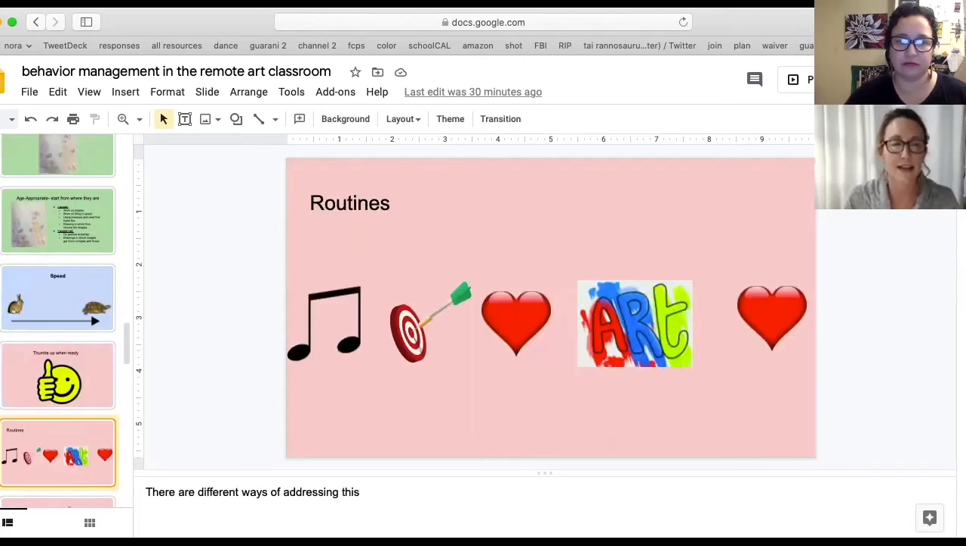And with that is routines. We have routines in the brick and mortar classroom. We need routines virtually. So Miriam and I have similar but different routines, but as long as the routine is the same, we start off with music. They know that we are then going to go to the objective. We are going to be positive in responding to our questions. We're going to have a large portion of our class be art making, and then we're going to end with kids sharing their artwork and positive feedback about their artwork.